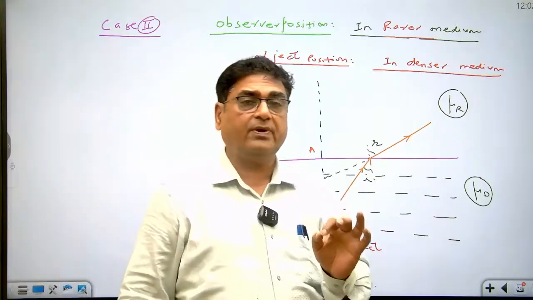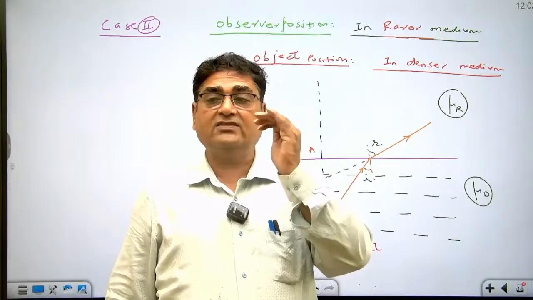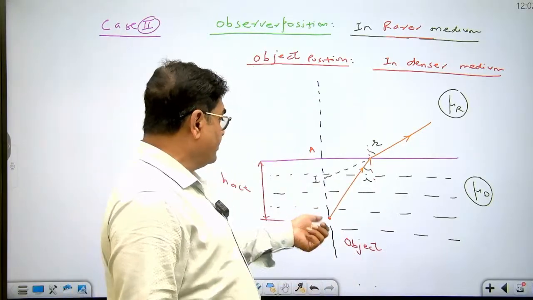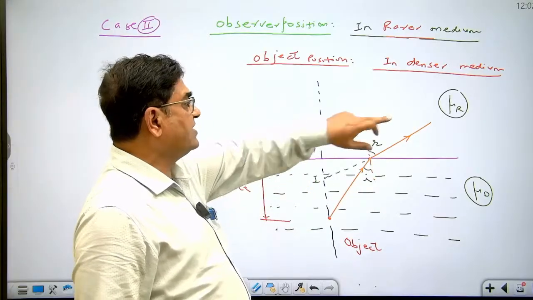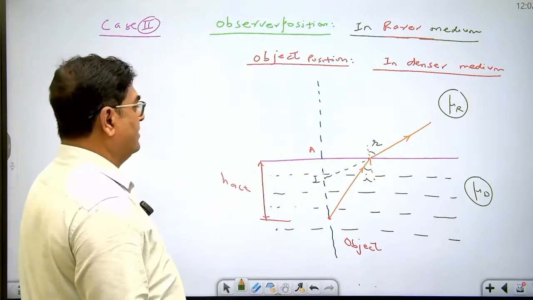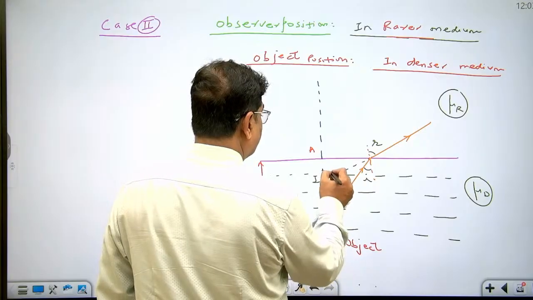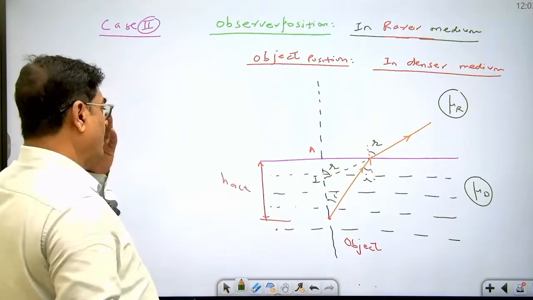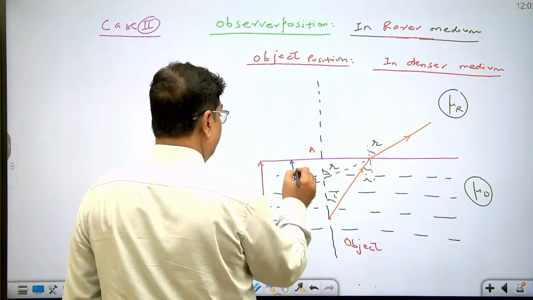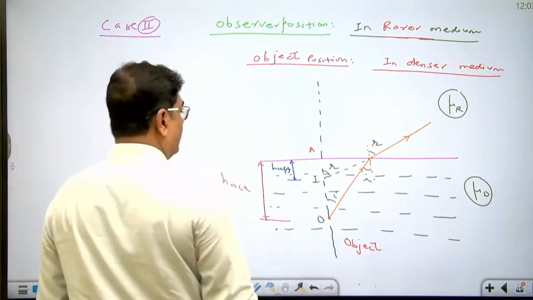In case of refraction of light, always remember, object and image always remain in different media. Here the object is in denser medium, so the location of this image will exist in rarer medium at a distance AI from the medium interface. Now, dear student, if this is i, this is r, so this is also i, this is also r. And this AI is called apparent depth. And this OI is called normal shift.